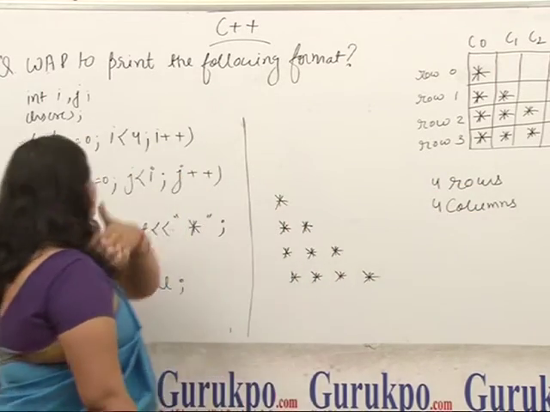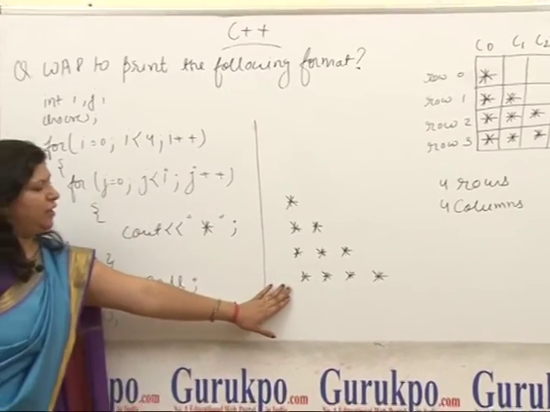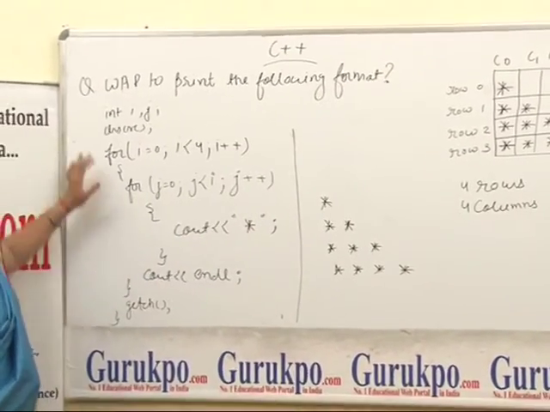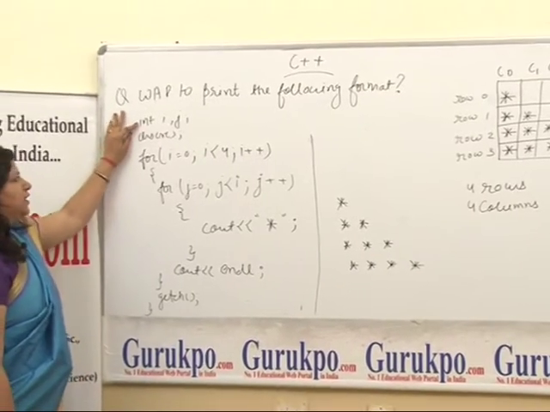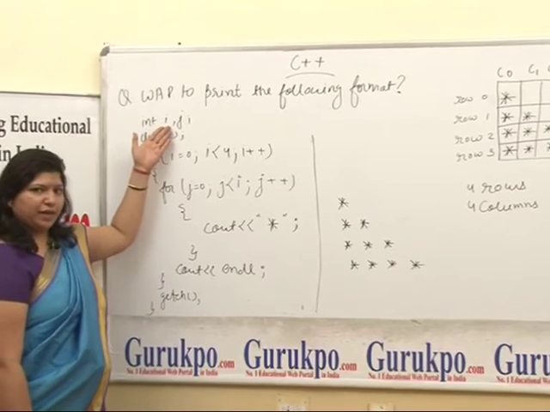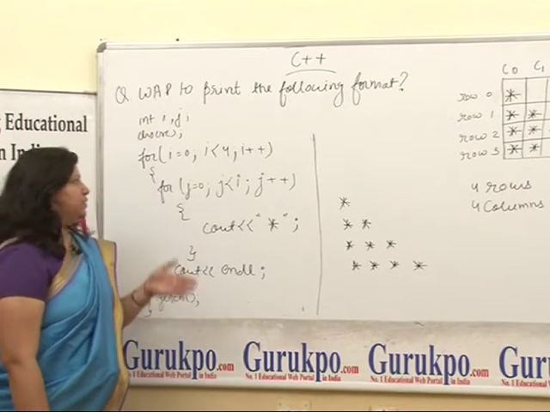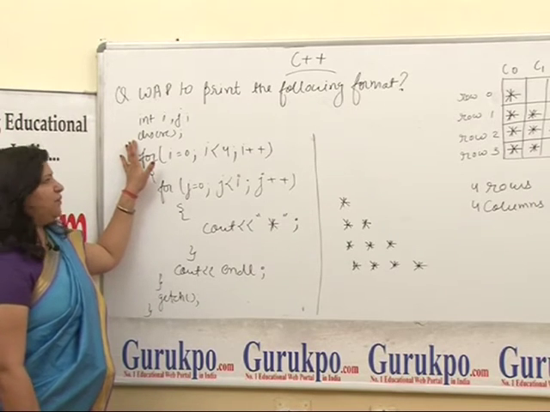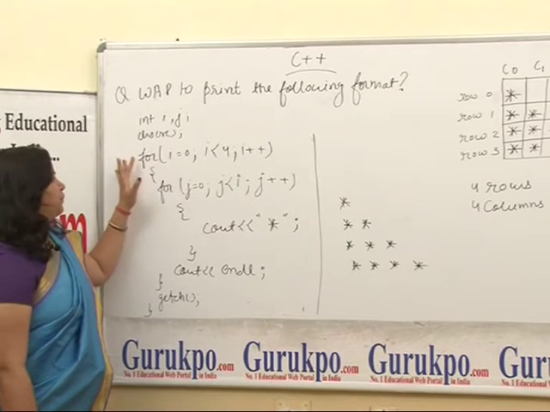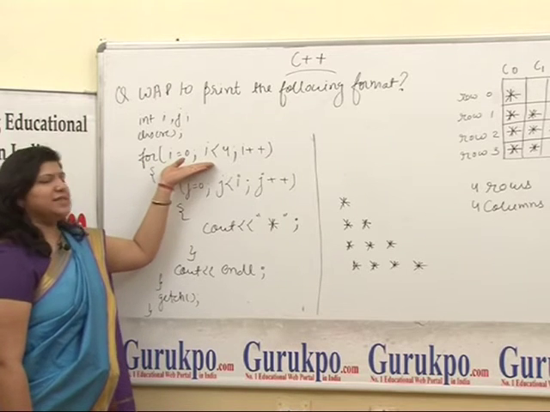Now let's see how we can print this kind of format on our output screen. First of all, as you can see, this is the integer data type. We have declared 2 variables, first is i and second is j, which we will use in our for loops. Next is the clear screen statement, which will clear your output screen. Next, we have used the for statement. Now this for loop is representing the row.